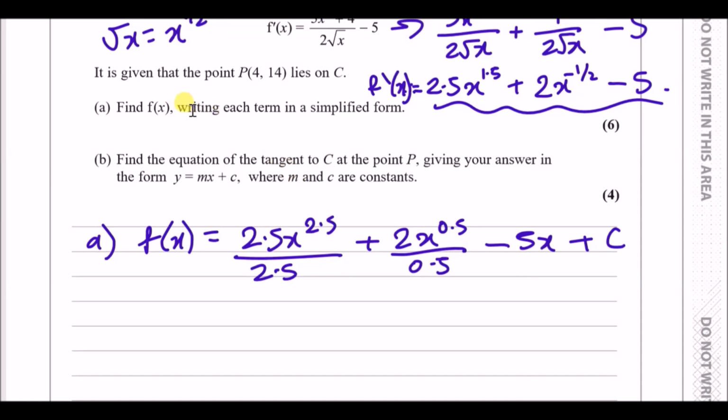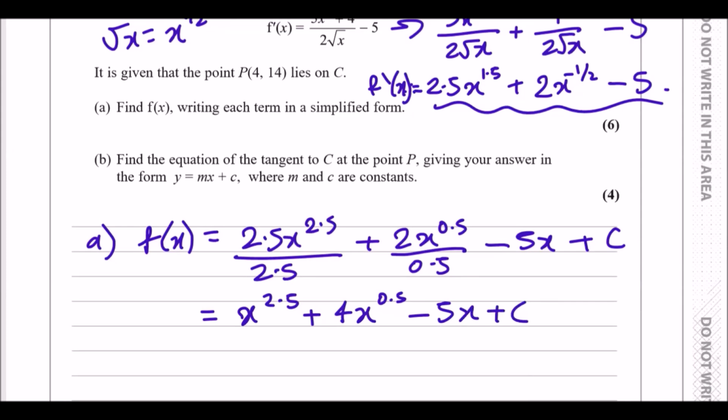Now, oh yeah, find f(x) writing each term in simplified form. So let's go ahead and simplify what we got. So 2.5 over 2.5 cancels out. You're left with x to the power of 2.5 plus 2 over 0.5, which is 4. If you're not sure sometimes, just put in the calculator, 2 divided by 0.5. And then x to the power 0.5, minus 5x plus c. Alright, so far so good.